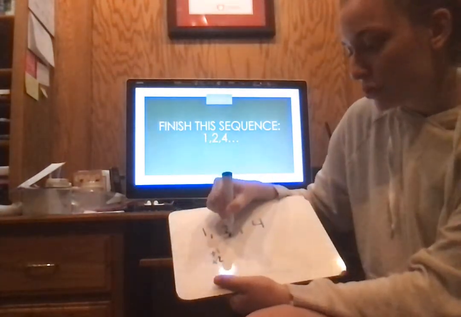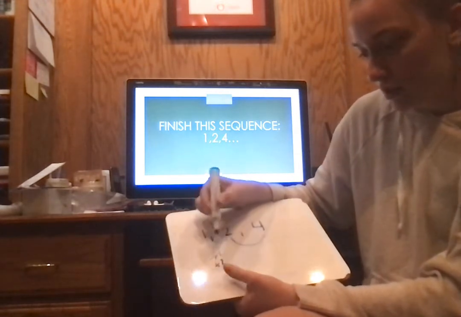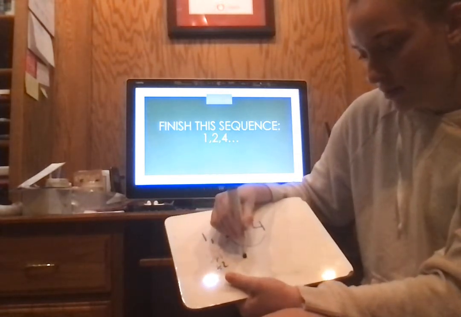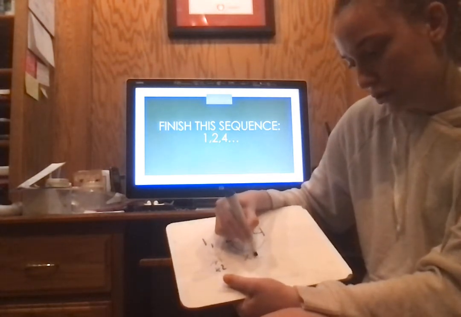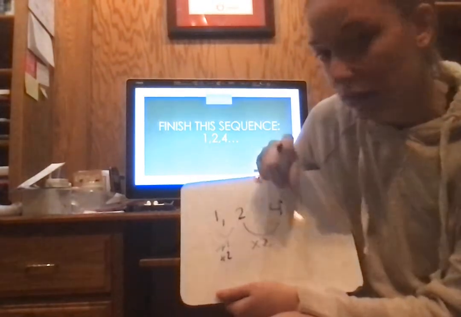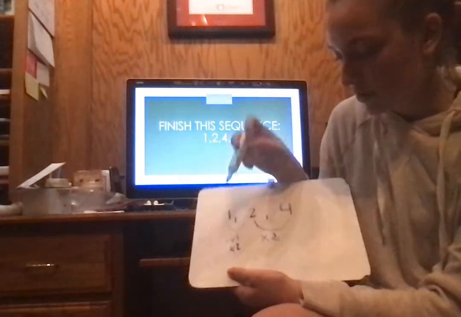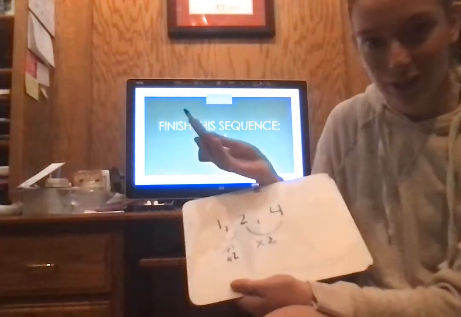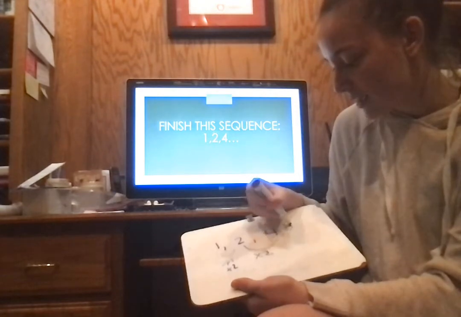Between 2 and 4, you can't add 1, so that's out, but you can multiply by 2. So that leads us to think that the rule is what? All right, if you answered multiply by 2, you would be correct. That means our next number should be 8.